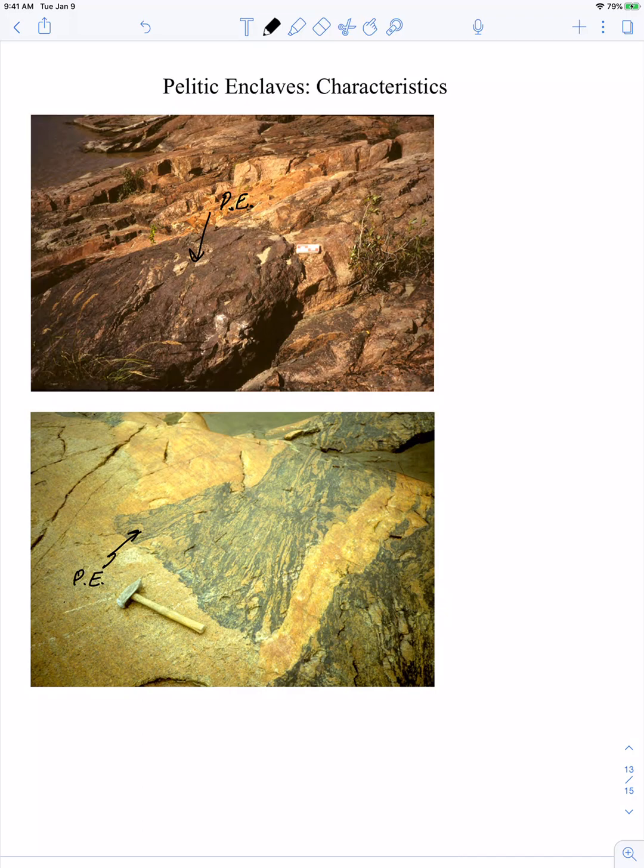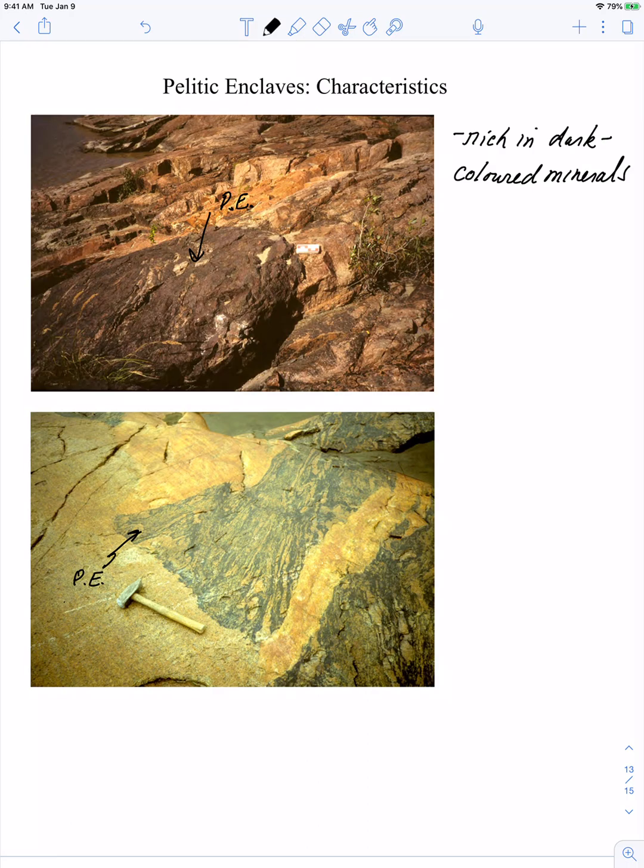Okay, so the first and most obvious observation is that the politic enclaves are rich in dark colored minerals, hence they're dark colored themselves. Rich in dark colored minerals. Okay, and I'll talk about what those minerals are in just a moment.